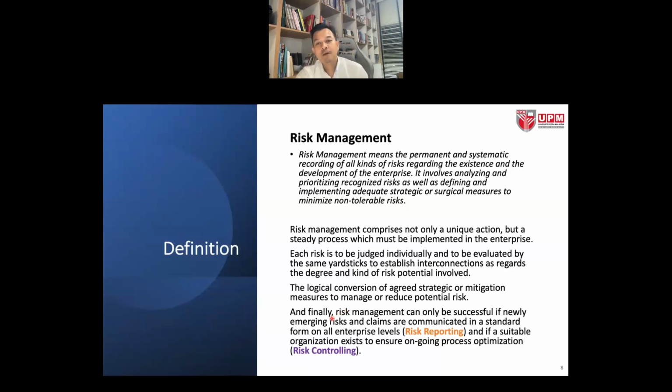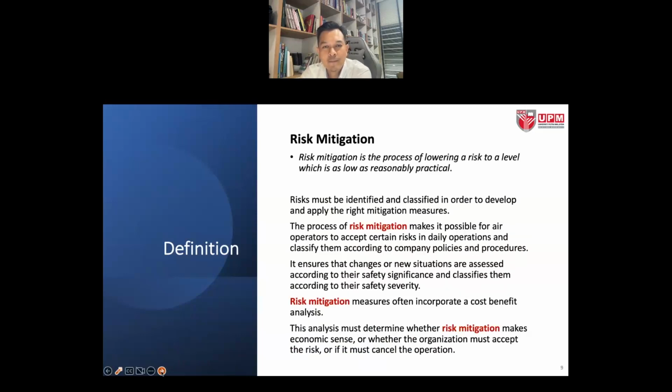And finally, risk management can only be successful if the newly emerging risks and claims are communicated to all levels in a standard form on all enterprise levels in terms of risk reporting, and if a suitable organization exists to ensure ongoing process optimization, which we will normally call risk controlling. So if you want to look into very detail what is risk management, we are going to look at these two basic things, which are risk reporting as well as risk controlling. Right. How about risk mitigation?